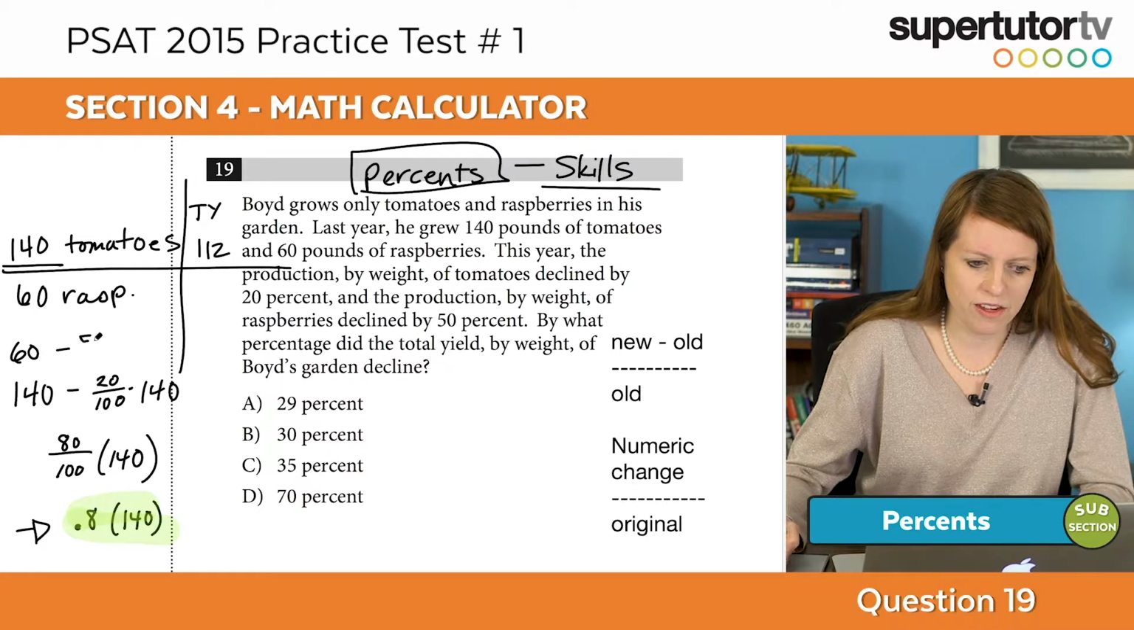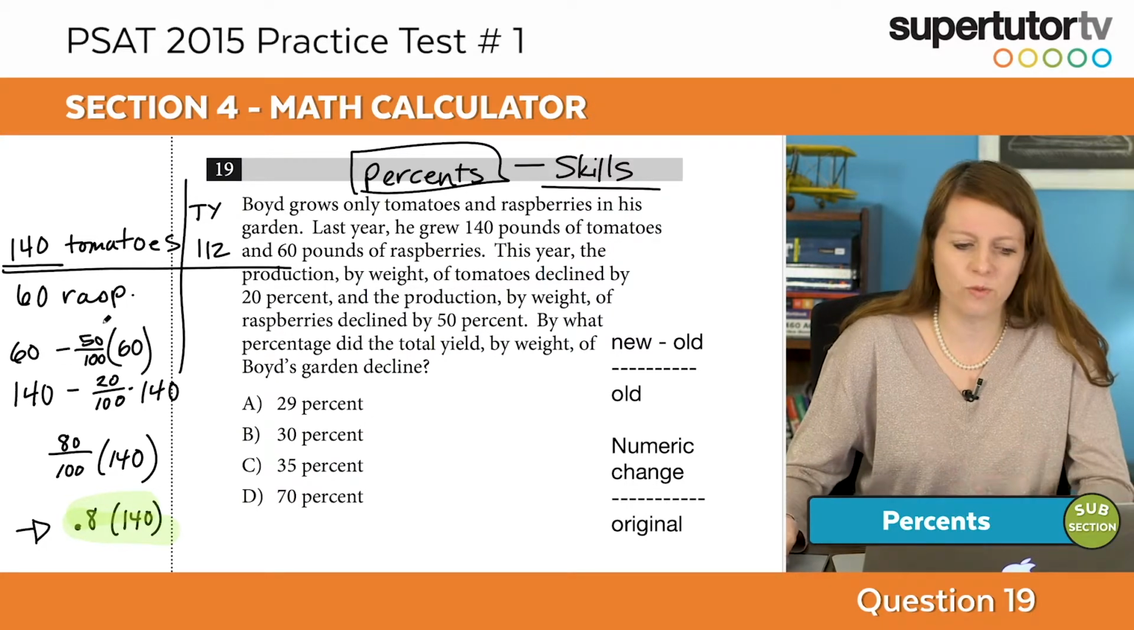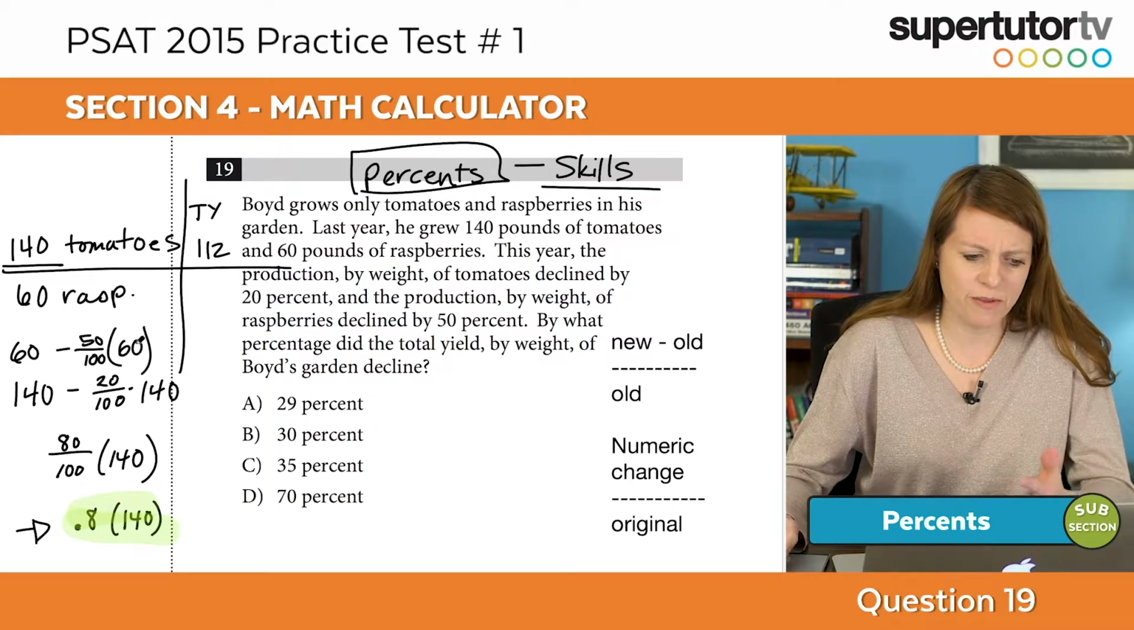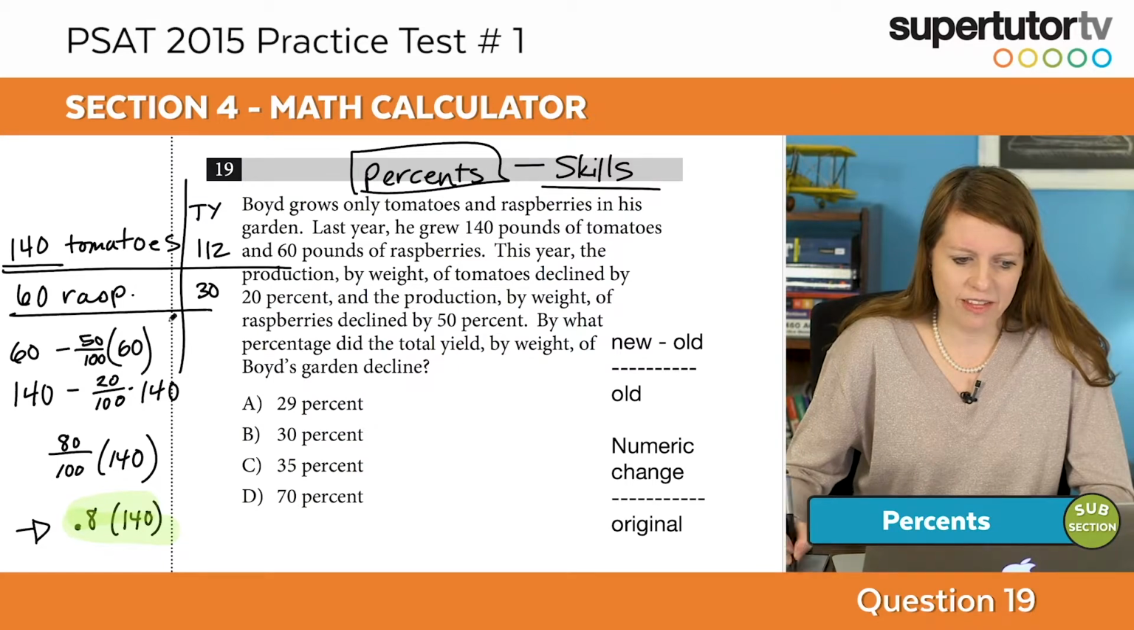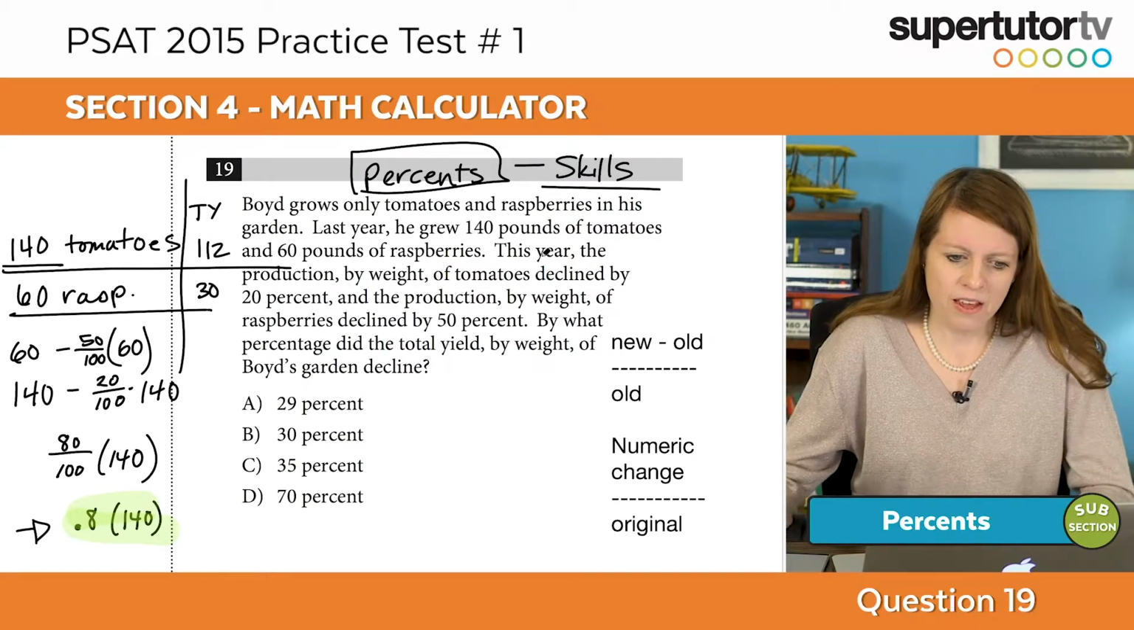I can do this minus 50% of 60. And what's 50% of 60? That's 30, right? It's 1/2 of 60, which is 30. So 60 minus 30 is 30. This I can actually do in my head. I don't have to do this, but if you guys want to see it, it's there.